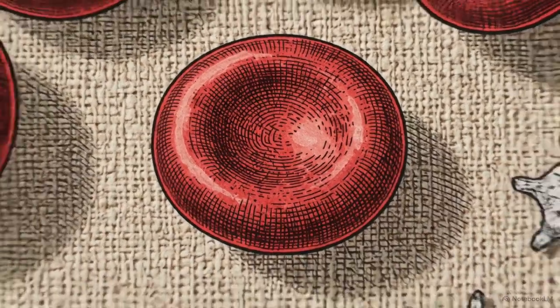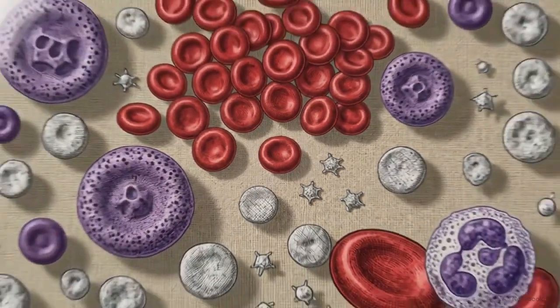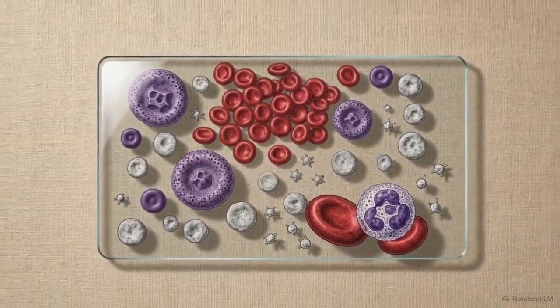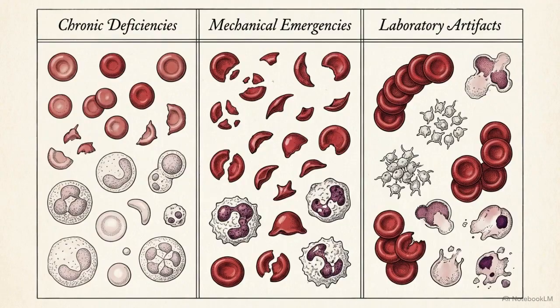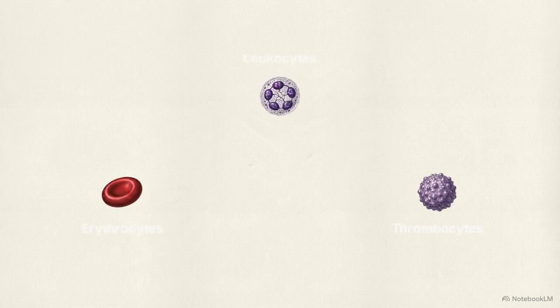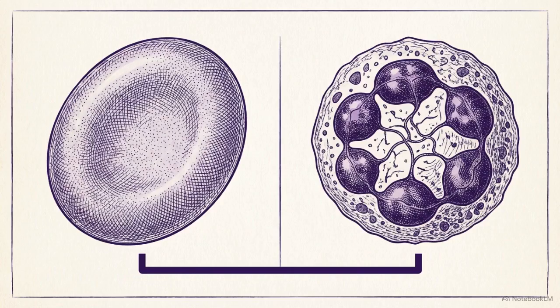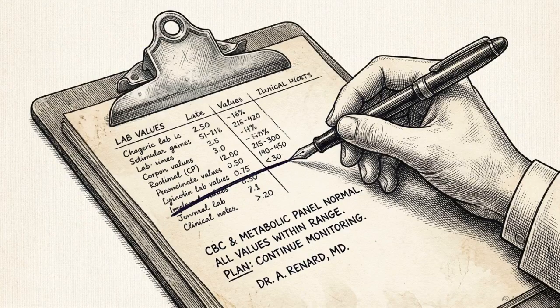Pulling back from the isolated views of individual cells, the entire peripheral blood smear functions as a complex, unified diagnostic landscape. This matrix displays the three overarching categories of morphological findings: chronic deficiencies, mechanical emergencies, and laboratory artifacts. Across this landscape, specific morphologies in different cell lines overlap to confirm complex diagnoses. Finding macro-ovalocytes in the red cells alongside hypersegmented neutrophils in the white cells provides a multi-line confirmation of a B12 deficiency. The smear also plays a non-negotiable role in catching hidden physiological crises.